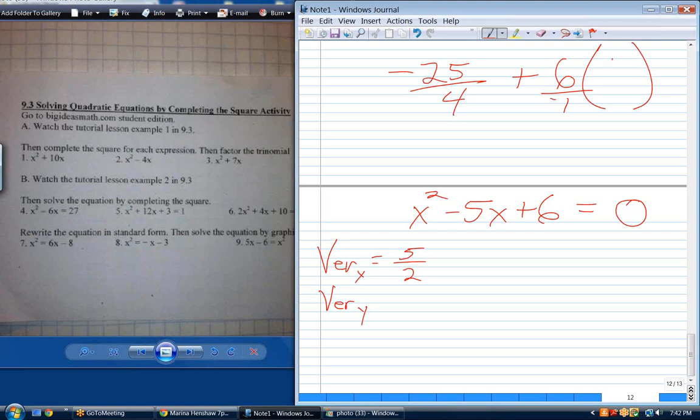So I'm going to multiply it by 4 over 4. And that's going to give me the denominator that I want of 4. Now I have minus 25 fourths plus 24 fourths. What's that equal to? Operate just on the numerators. Leave the denominator the same. What's minus 25 plus 24?